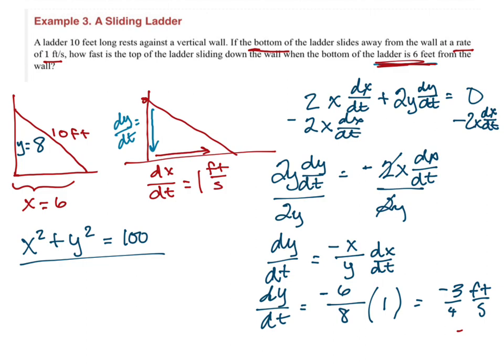So if we were going to close this out, what would we say? At 6 seconds. No, not 6 seconds. When x equals 6. So y is shrinking by 3/4. You can handle the fact that it's negative. That means it's getting smaller. You can say y is decreasing by 3/4 of a foot per second. Or you could say y is changing by negative 3/4.